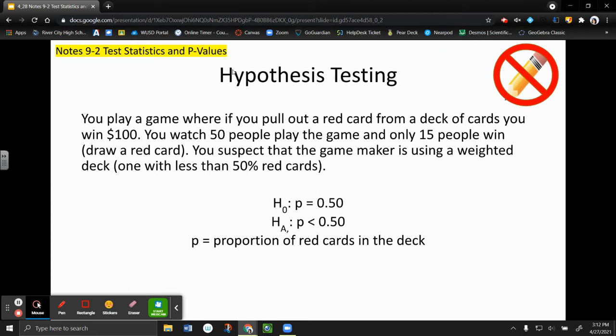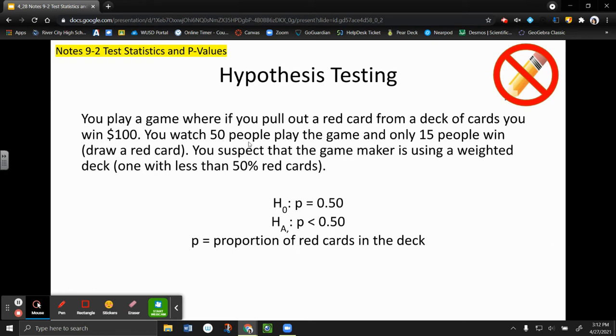The whole idea of hypothesis testing or significance testing is we want to know, based on the evidence that we collected, that 15 out of 50 people selected a red card, is that enough evidence to prove what we're trying to prove, that the proportion of red cards is less than 50%? If we compare this to what we think it should be, 15 out of 50 is 30%, right? 30% of the cards were red, whereas we think that the deck should be 50%.